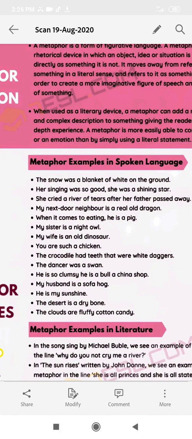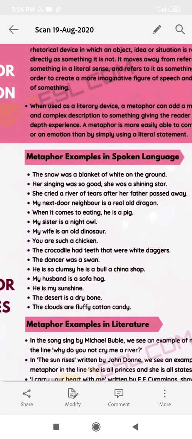ઓકે, like એન્ડ as વર્ડ યુઝ થયો નથી કમ્પેરિઝન માટે. So it is metaphor figure of speech and strong comparison between two things. Okay, directly I compared one thing to another. So it is metaphor figure of speech. Next example. She cried a river of tears after her father passed away. So she cried a river of tears.